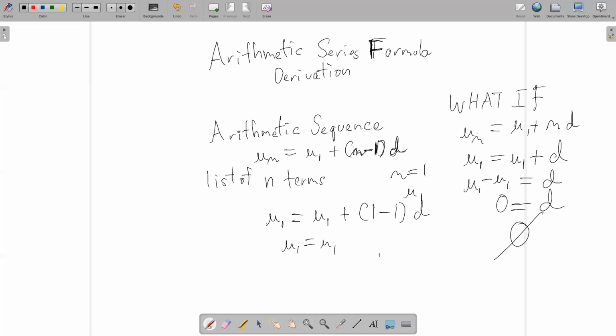But having said that, we define d as the common difference, and u sub 1 is the initial term.